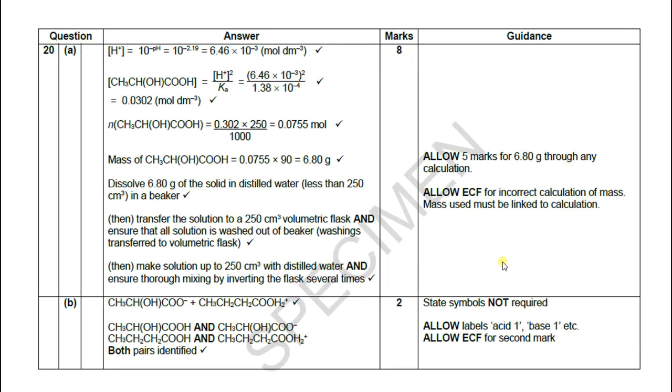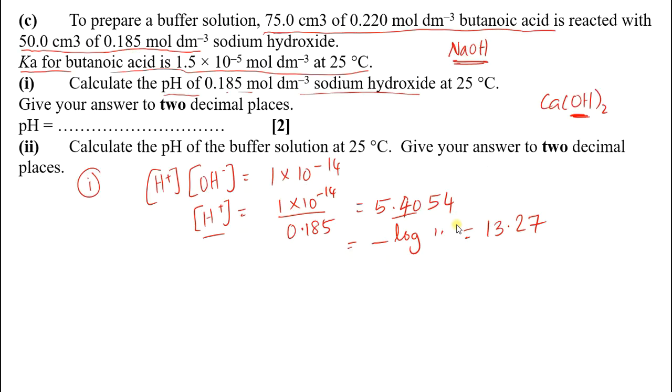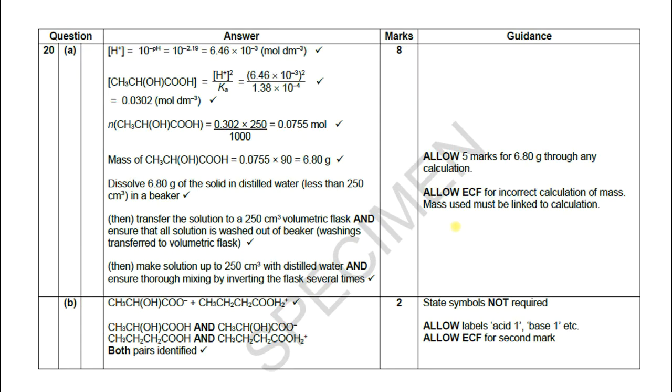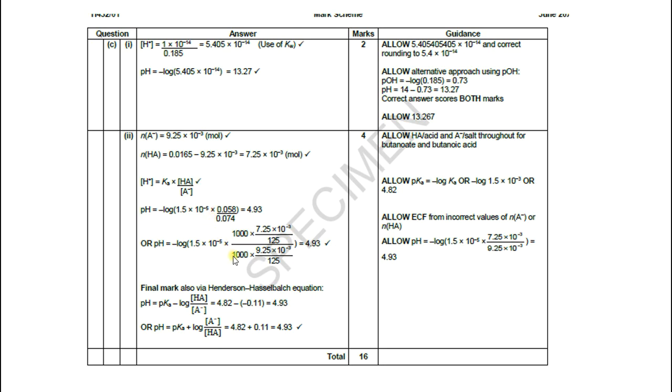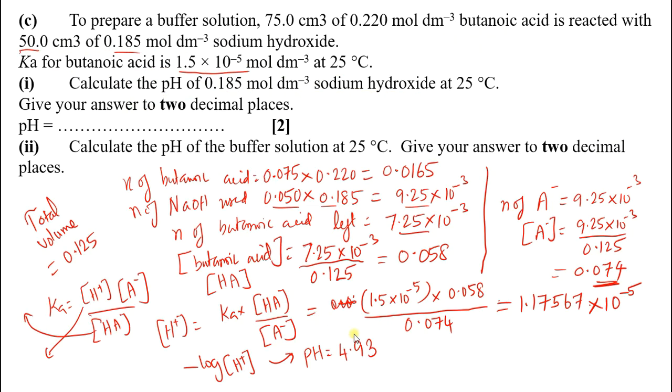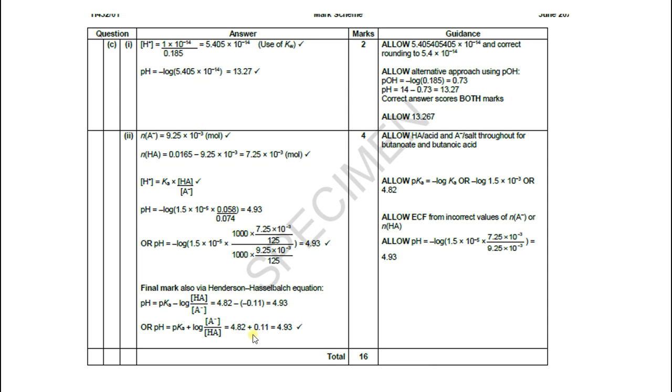Take a moment to look through the mark scheme of what we've been discussing in this question so far. It's a big question, lots of marks. So have a look. This is the one that we just did here, part 2. That's the pH, 4.93. Is that what we got here? Yeah, 4.93. So that is what we did just now.